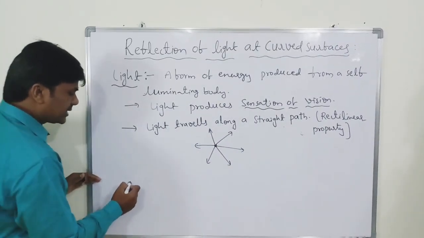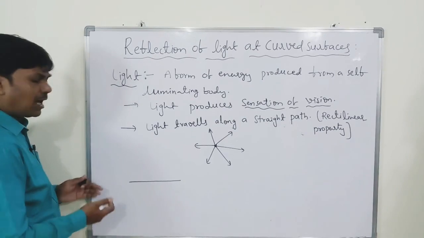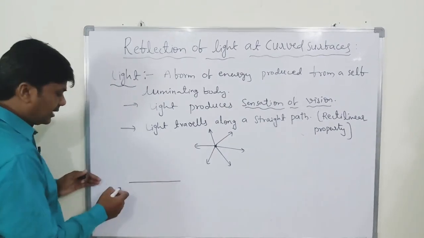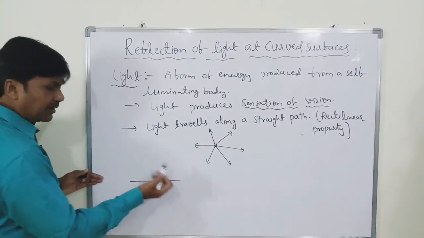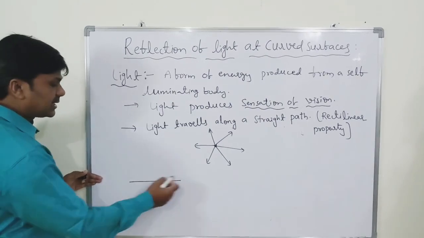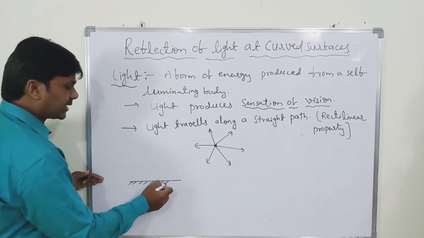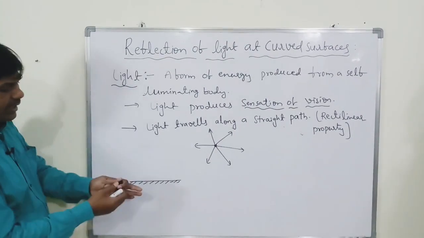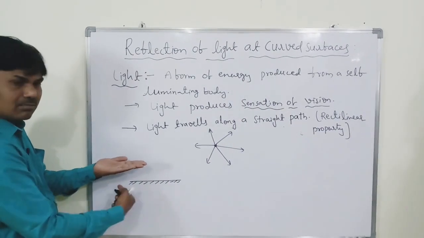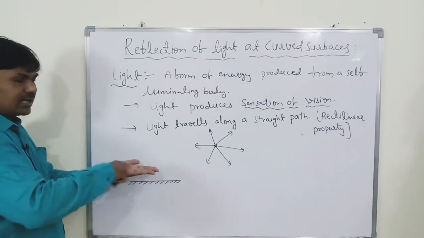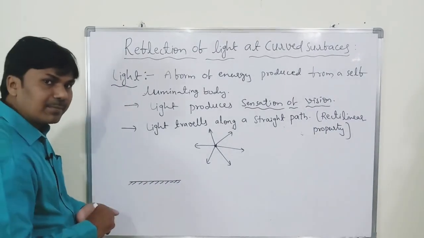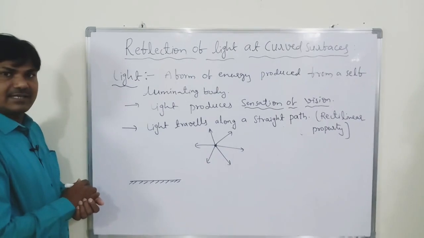For example, this is a plane mirror, or any plane surface. Let us take a plane mirror only. A plane mirror means a simple glass plate which is coated on one side. The bottom side is coated. The uncoated side, this top surface, behaves like a reflecting surface, isn't it?